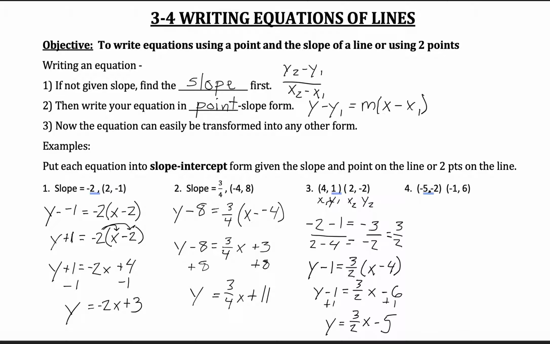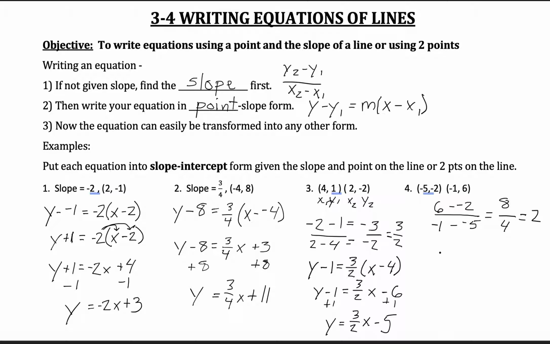So first thing we need to do for example 4 again is find our slope. So we can take y2, so we have 6, minus negative 2, which is y1. Then we have x2, which is negative 1, minus x1, which is negative 5. 6 minus negative 2 is positive 8. Negative 1 minus negative 5 would give me a positive 4. So I want to simplify that, and I have a slope of 2.